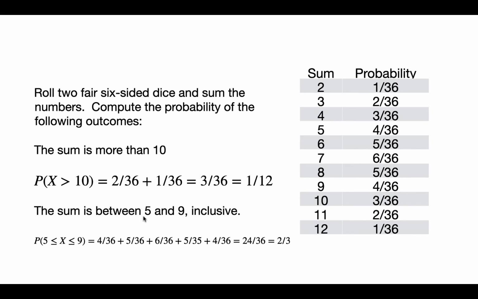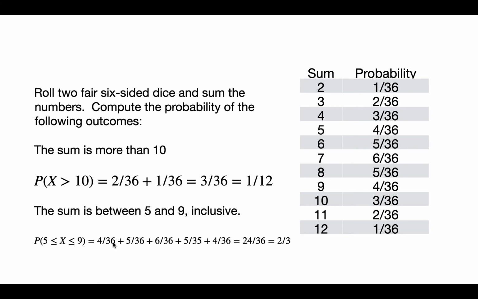That the sum is between 5 and 9. And this is a key word, inclusive. If that word inclusive was not there, then we wouldn't know whether to include the 5, the 9, or both 5 and 9. But because the word inclusive is there, notice that when we write the probability statement, we do include the 5 and the 9.